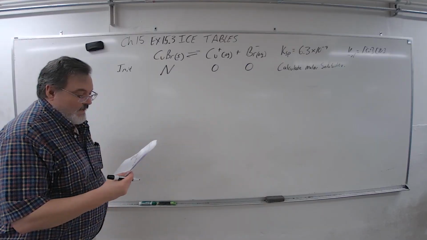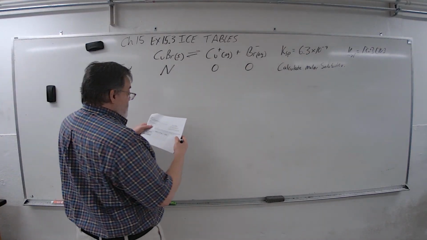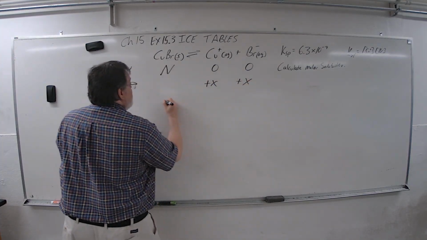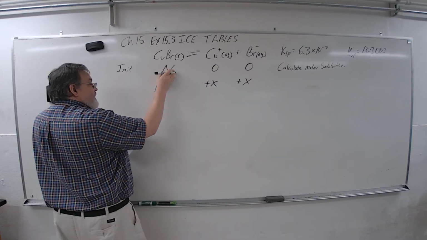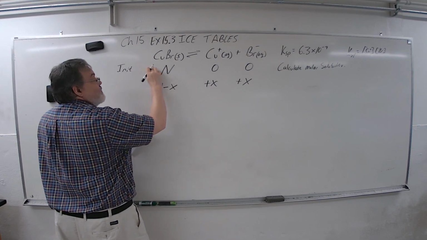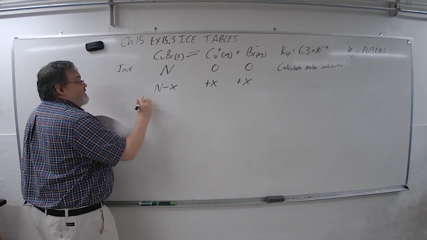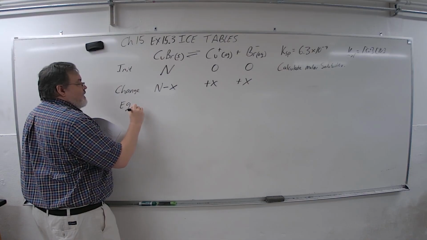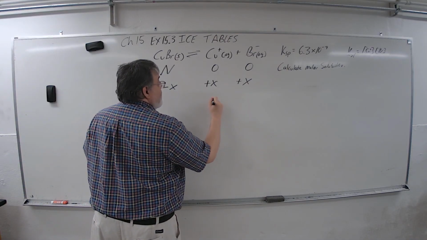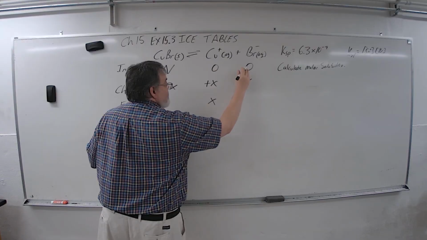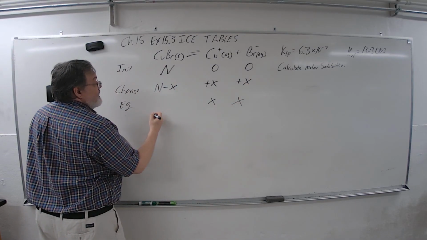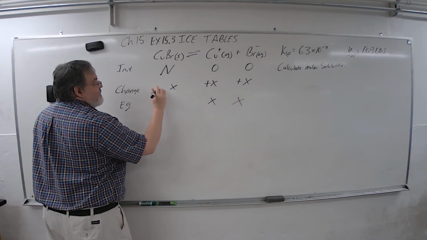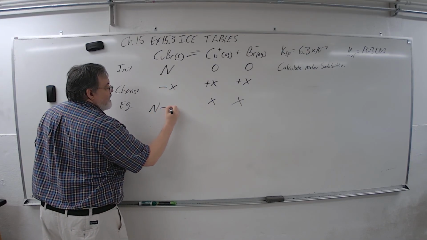In some sense, I could say, okay, we're trying to find the concentrations of these, so let's just do that. So this is going to be plus x, this is going to be plus x, and this is going to be whatever it was to begin with minus x, because that's 1 to 1 to 1. All right, so that's the change, and then equilibrium: 0 plus x is x, 0 plus x is x, and down here is where I would put n minus x.